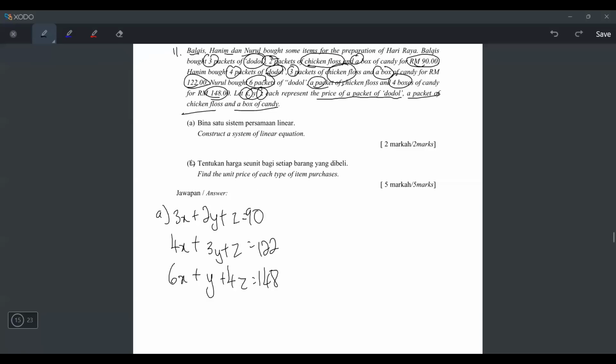That's the answer. Okay, for B, find the unit price of each type of item purchased. So for A, they never ask you to solve yet. For B only they ask you to solve for X, Y, and Z.